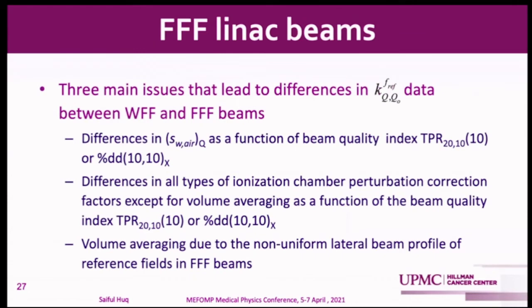So what are some of these contributions? The main issues that lead to this KQ-Q0 data, the differences between beams with flattening filter and beams without flattening filter, are that there's a difference in the water to air stopping power ratio as a function of beam quality between WFF and FFF beams. And there are differences in the ionization chamber perturbation correction factors as a function of beam quality. And of course, as I mentioned, an important difference is also the volume averaging correction due to the non-uniform lateral beam profile of the flattening filter free beam.